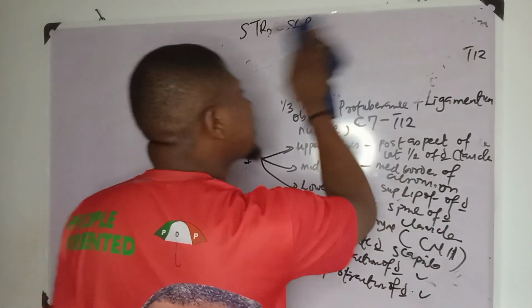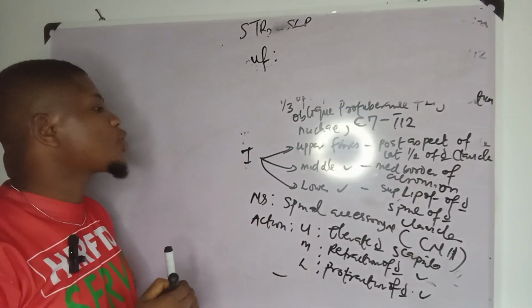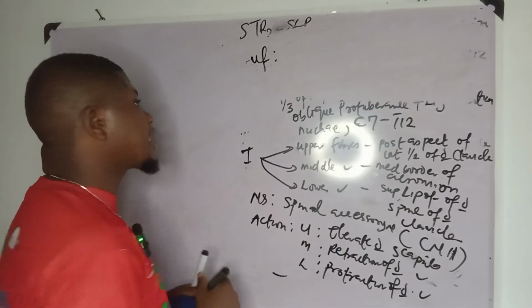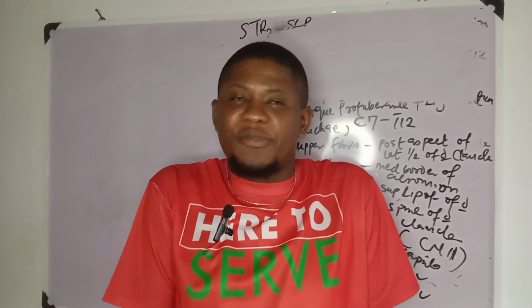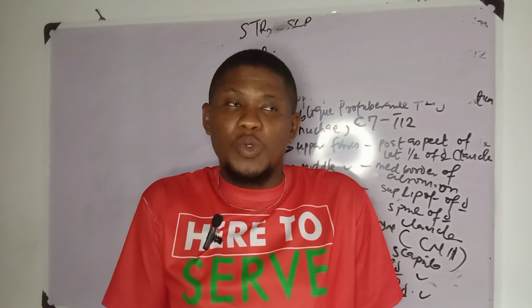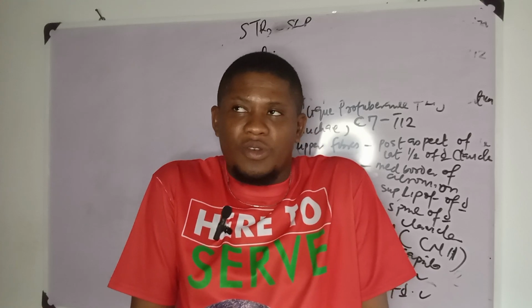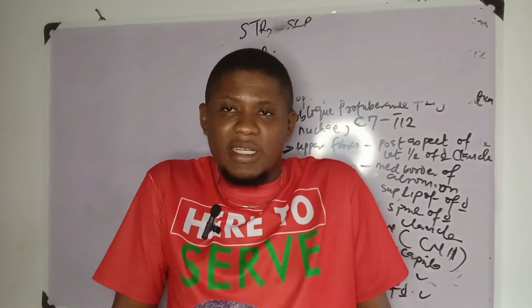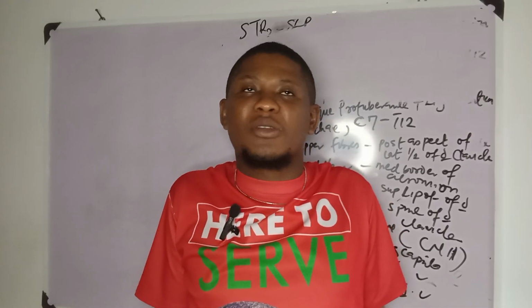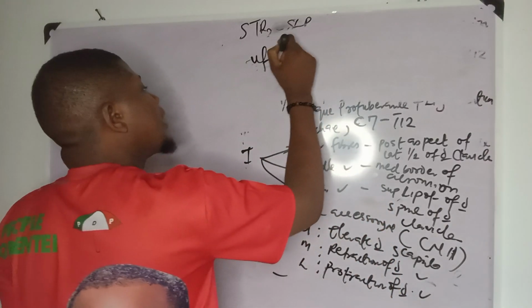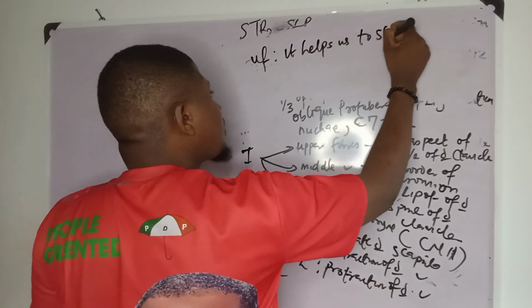Then the unique features about this muscle. The first one is what? We can say that it helps you to stand like a soldier. For example, a soldier who wants to stand at attention will first elevate the clavicle and the scapula, then retract it. Like this. You understand? So that's why one of the things it helps us to do is stand like a soldier.